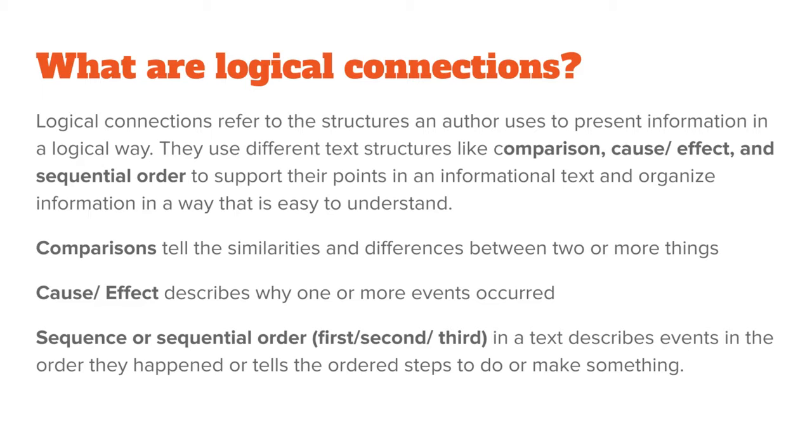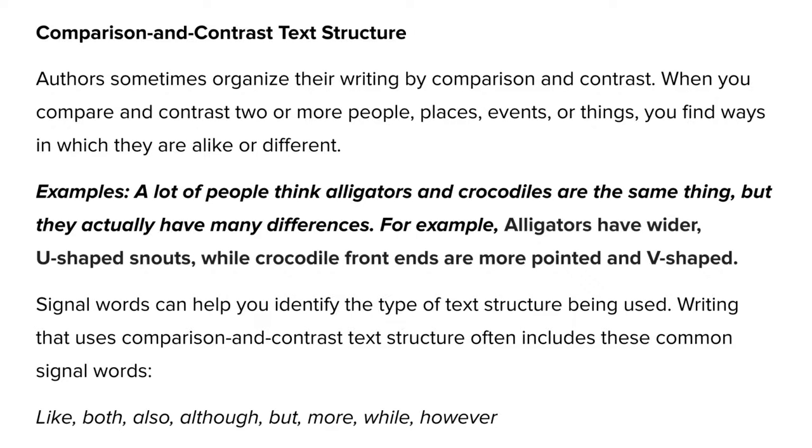So comparisons tell the similarities and differences between two or more things. Cause and effect describes why one or more events occurred. And sequence or sequential order in a text describes events in the way they happened, in the order that they happened, or tells the ordered steps to make something. Let me give you guys some examples.